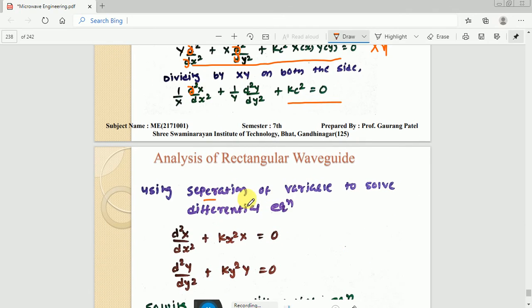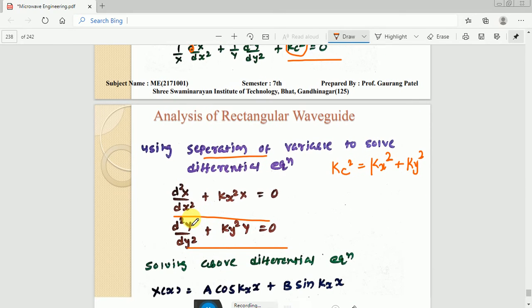Now using separation of variables and using the fact that kc square is equal to kx square plus ky square, where kx and ky are the rectangular components of kc, we will get these two differential equations: d square X divided by dx square plus kx square into X is equal to 0, and d square Y divided by dy square plus ky square into Y is equal to 0.